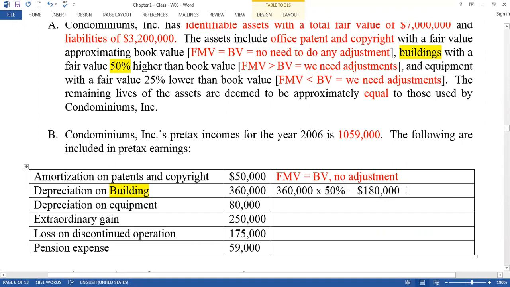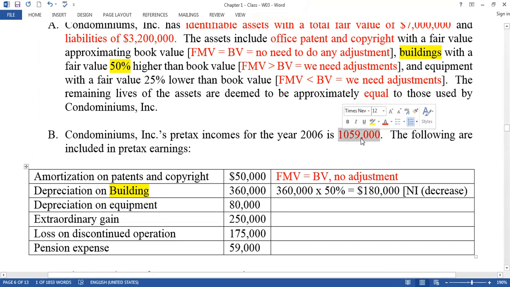So if depreciation expense increases, how does it affect net income? In 2017, net income will increase or decrease? Decrease, very good. So in the coming year, depreciation expense of building will increase. We know that if expense increases, our net income will decrease, right? That means in 2016, we do not have this money. It will be this amount lower.